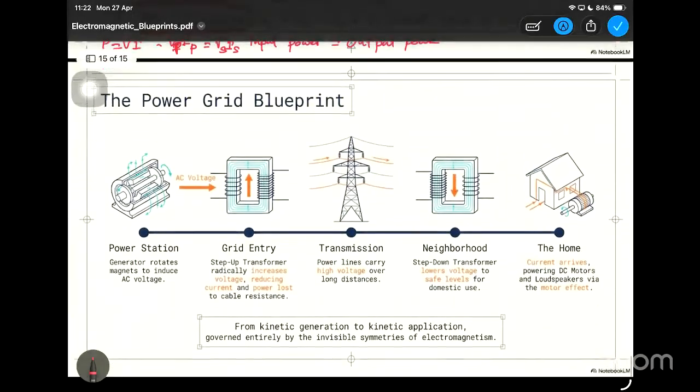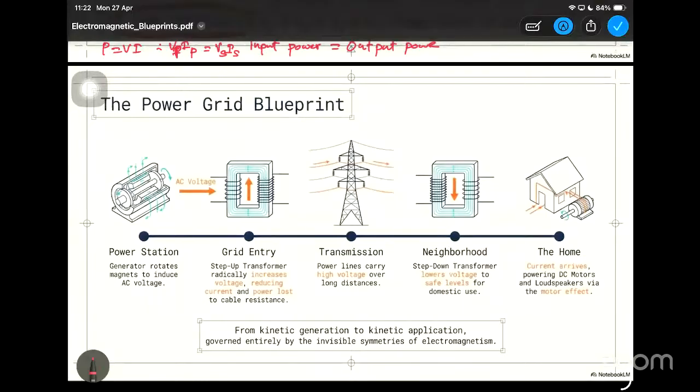Then the power grid, the national grid. In case they ask, just remember the diagram, right? The first one, here we are generating power. The same thing, right? Magnets will be rotated, or the coil will be rotated, so there will be cutting of the magnetic field. Therefore a voltage will be generated. That voltage will be directed towards a power station, and from there we are using a step up transformer. It is mentioned here, right? Step up transformer.